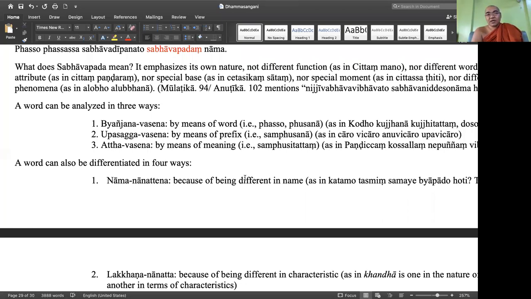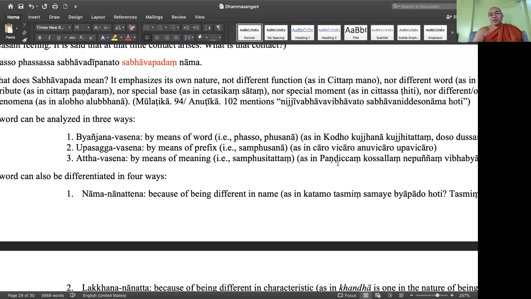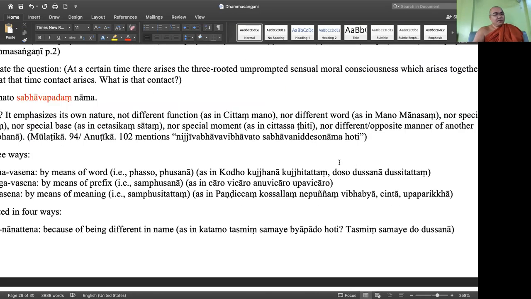Number one, Vyanjana Vasena. So the word, sometimes the definition of a particular word will be provided in another term, not the same word. Maybe the root is also different, the stem also different, okay? And the word itself also different. So like here, for the Godo, regarding the dosa and godo, so godo gojana gojidad. So when this word is explained, it is replaced with another word which is totally different, the stem, the root, and so on.